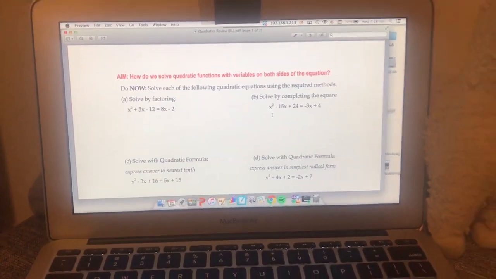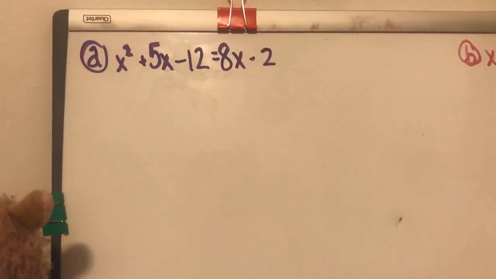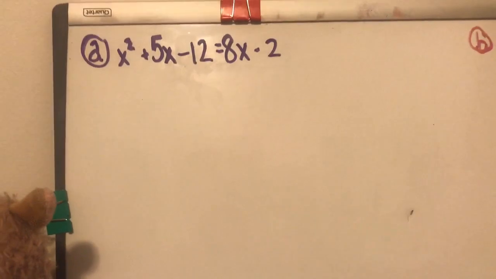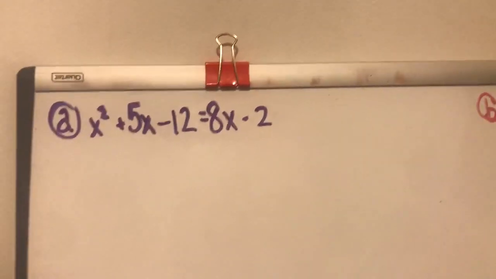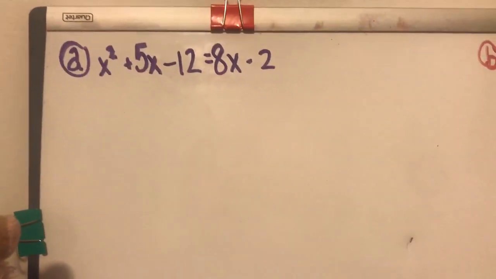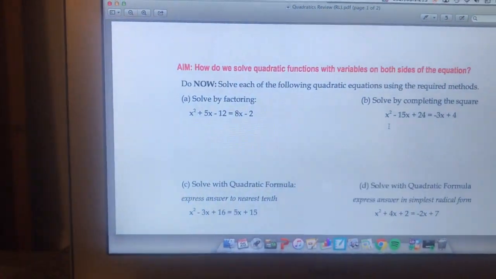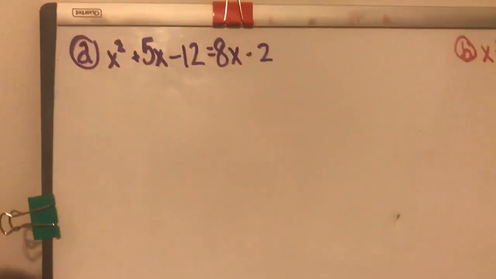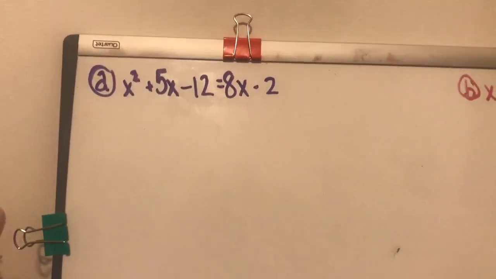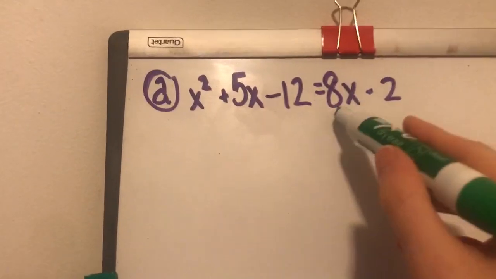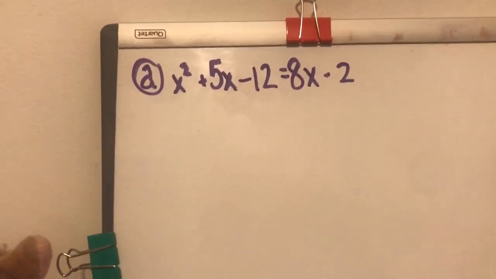Notice I have a quadratic function here. I just rewrote it on my whiteboard. So x squared plus 5x minus 12 equals 8x minus 2. I see my highest power here is to the second, so I know it's a quadratic function. So I'm asking you to solve it by factoring. Before I even think of what factoring method I need to use, I'm already thinking I have variables on the opposite side of my equation. So I already know that I need to bring everything together.